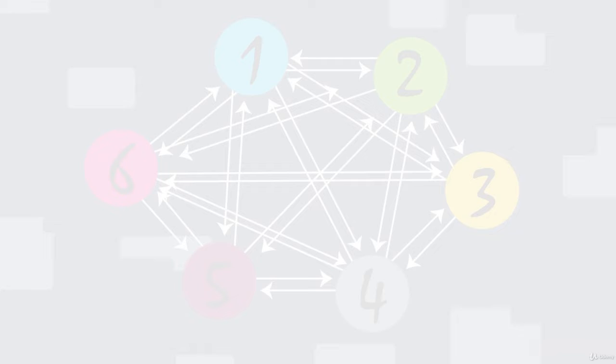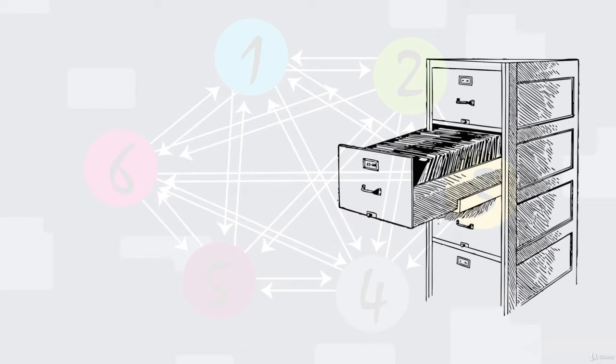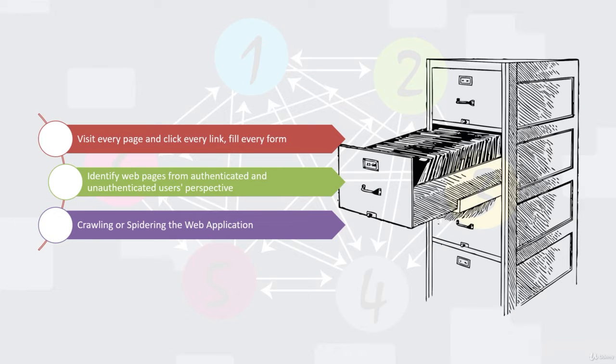So, the best way to extract the structure of the application is to visit every page and click every link and fill every form. Then, observe all the URLs. You can manually walk through the application and identify web pages from authenticated and unauthenticated users' perspective. This whole process is called crawling or spidering the application. Now you might think, and you would be right, that it's not really possible to do everything manually. This really is a time-consuming process.